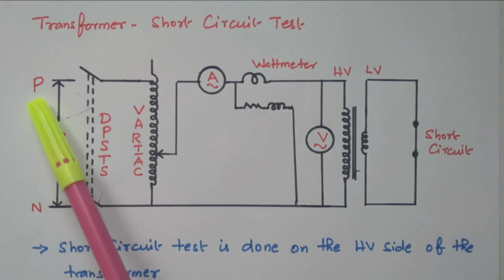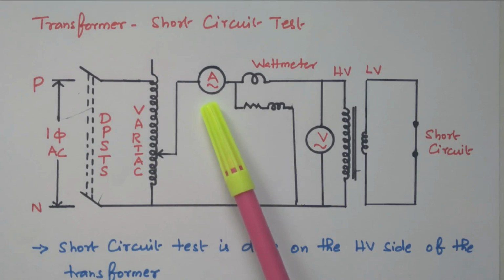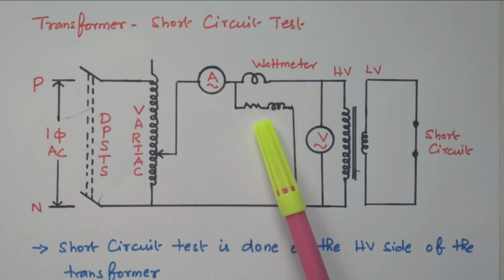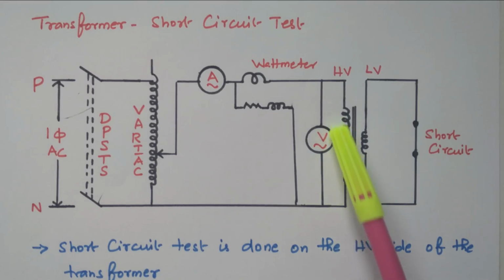So we have the supply available, phase and neutral, single phase AC supply. It is connected through the DPST switch and the variac. In order to apply the rated voltage, we can vary the voltage by this variac. We have an ammeter to measure the current, a wattmeter with which we can measure the input power, and a voltmeter with which we can measure the voltage across the high voltage winding.